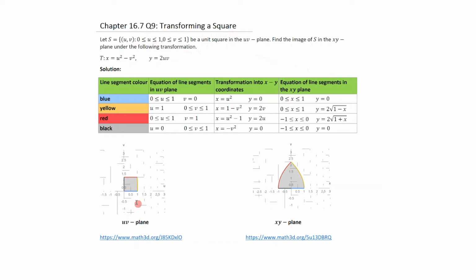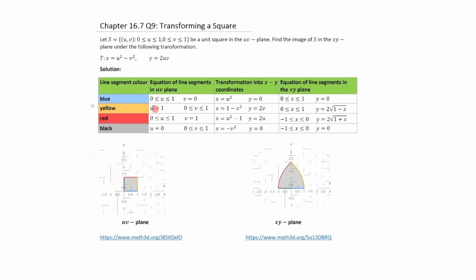And so what we'd like to know is, if this is what it looks like in the UV plane, what does it look like on the XY plane? So this will get mapped into some curve in the xy plane. So will this, so will this, and so will this. And so now basically we just go through each one of these in turn. So the blue segment would be this.